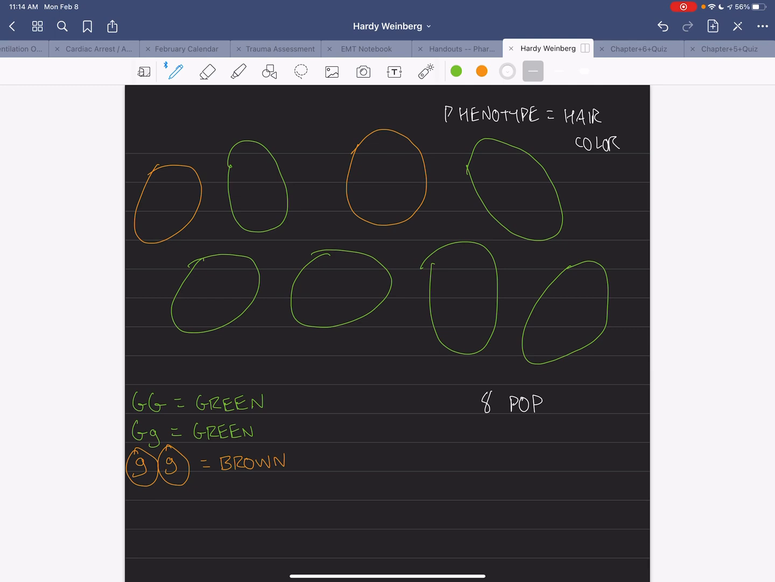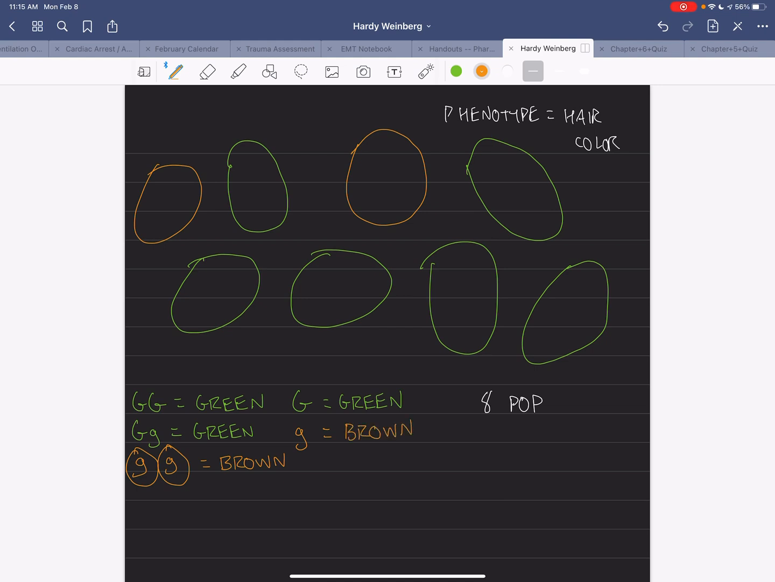Now, can we tell what alleles these actually are? Well, let's look at this for a second. What alleles do we have? Well, we have our dominant, which we're going to assign an uppercase G, and that is going to code for a green color. And then we have our recessive, which is a lowercase g, and that's going to code for brown.